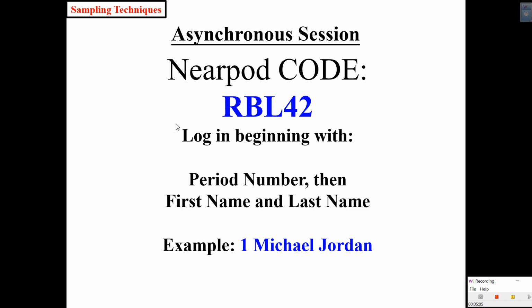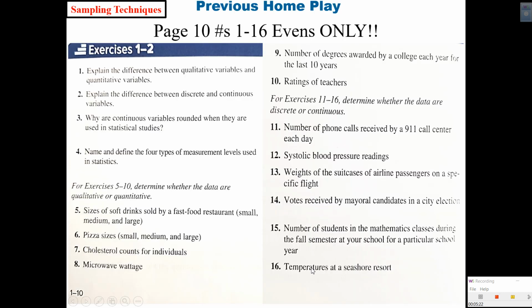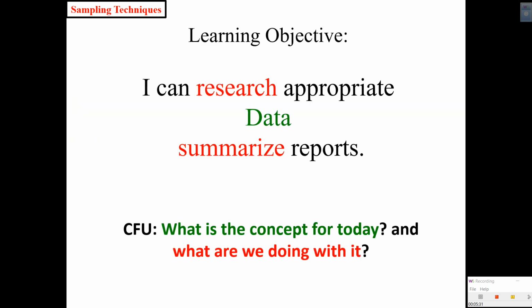Okay. So last night's home play, it was 1 through 16 events. Make sure you turn in that on Canvas. Tonight is only one problem. So I'll give you some time to turn in your home play on Canvas really quick. You don't need a Cornell note today, and I'll explain why.